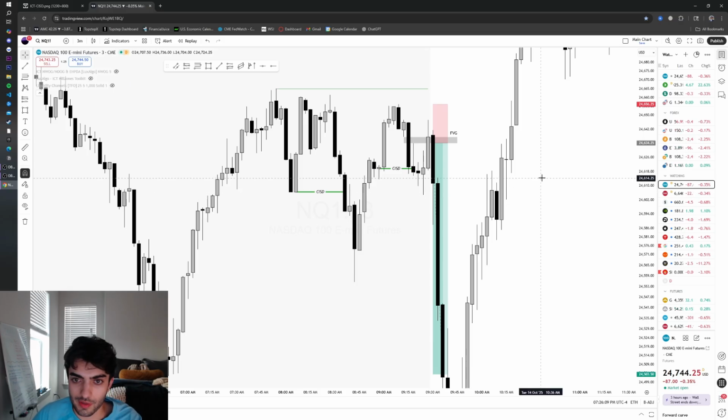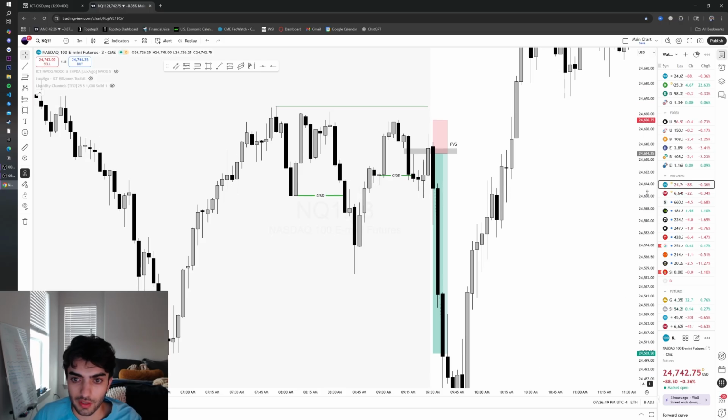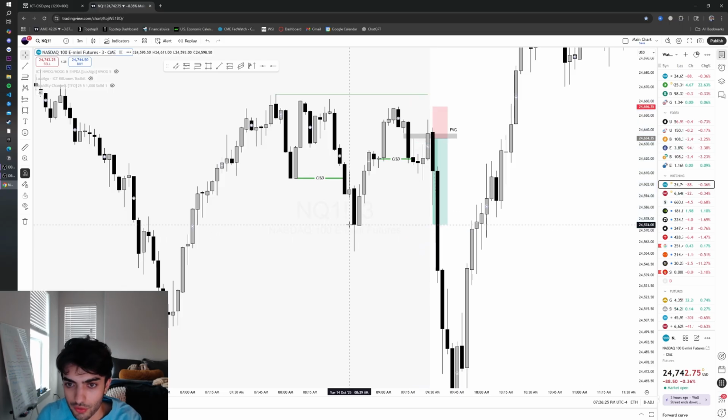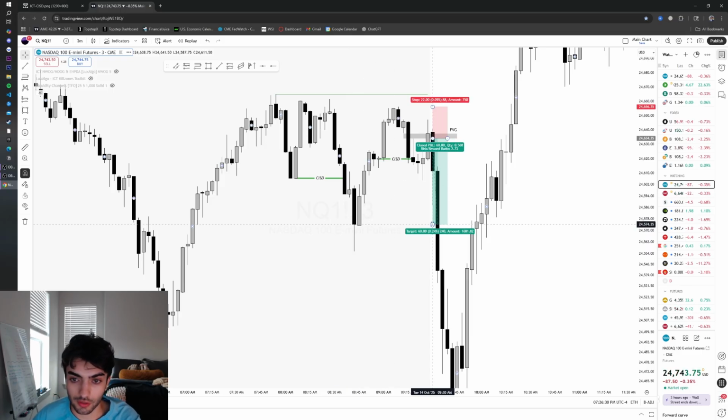I have another entry model that I like to use a lot more in comparison to this. This does involve inverse fair value gaps, which I will teach in the next video. But regarding that, you could have targeted these lows here. So 50 points is equivalent to $1,000, just for a little note you guys can make.